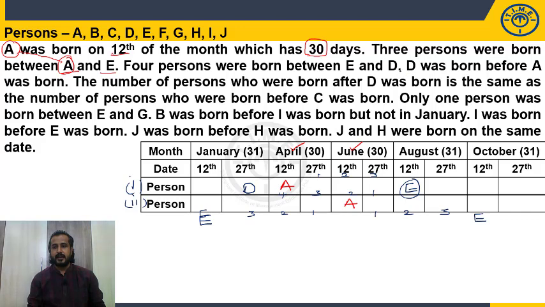Now let's check it. Is it satisfying that condition? D was born before A. Yes, it is satisfying the condition. Now if it is case E, 1, 2, 3, 4, I have to take the D here. 4 persons were born between E and D. But in this case, A was born before D. But as per the statement, D should be born before A. So is it satisfying the condition? No, it is not the D. When it is not the D, it is not the E.